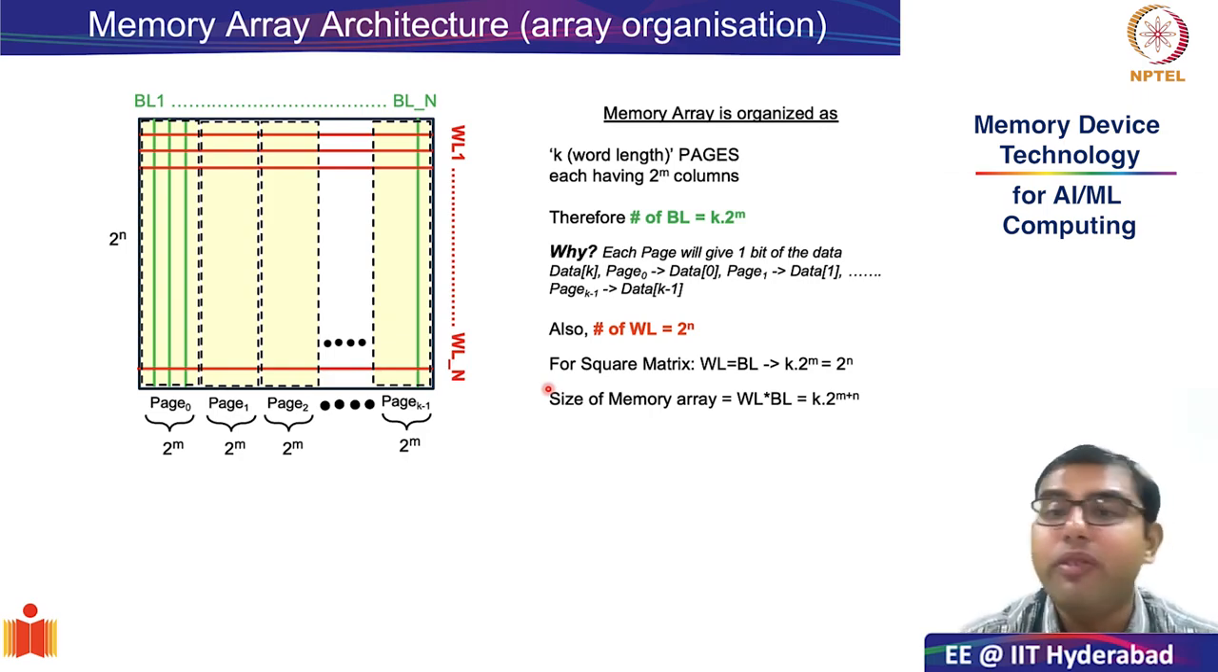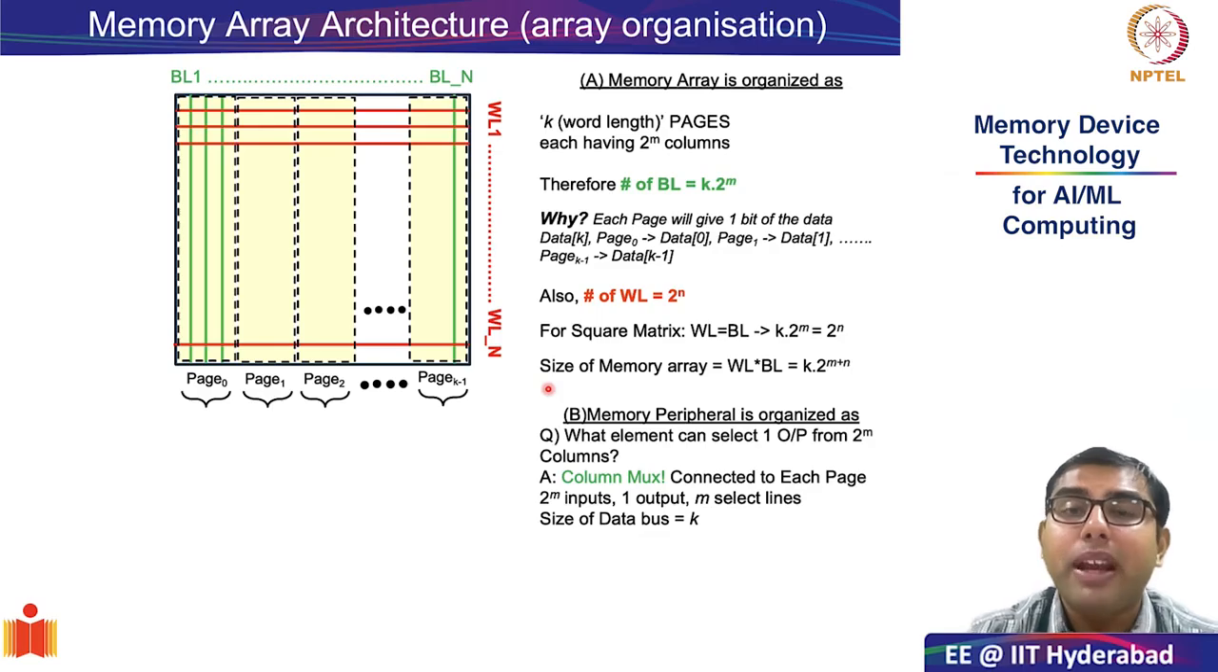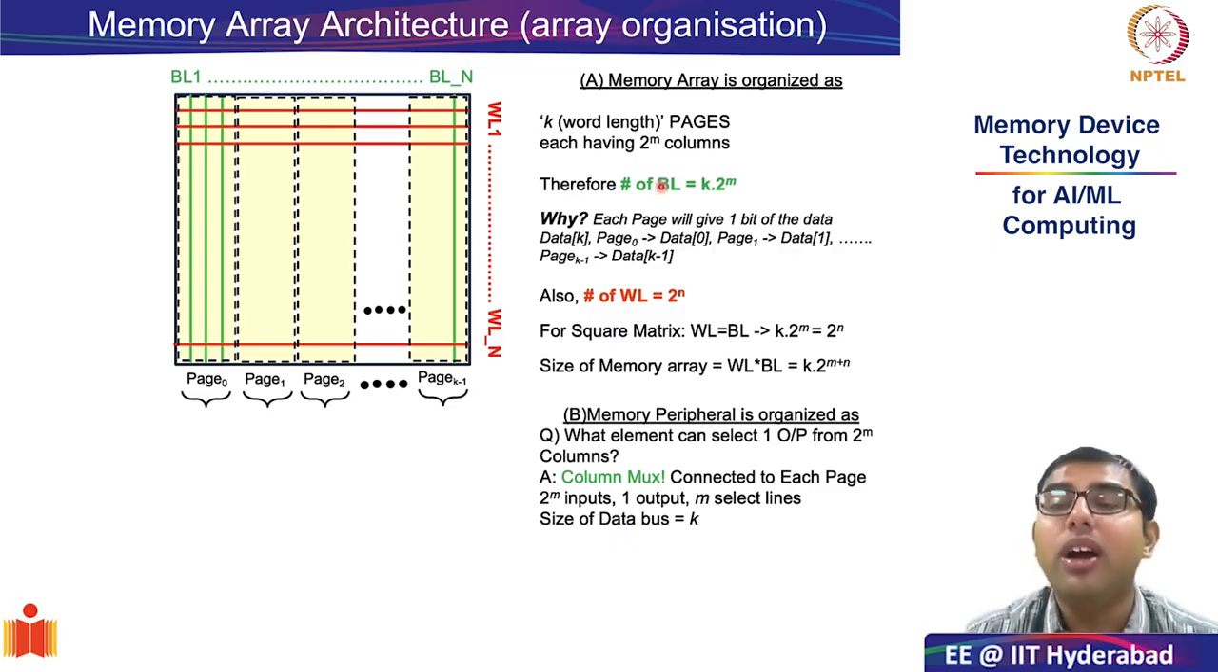Okay, now that we have understood this, how is the array organization done? The next important question is, how is the peripheral design done? And as you can understand, the peripheral design has to change quite drastically, because earlier the number of bit lines were just k, whereas now the number of bit lines is k into 2 to the power of m.